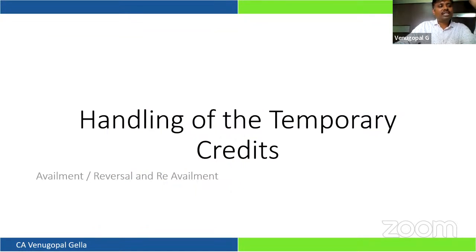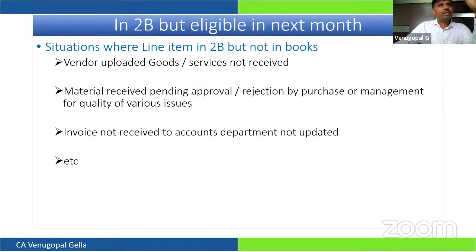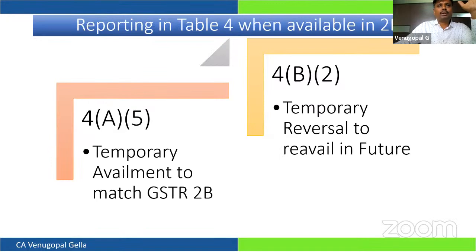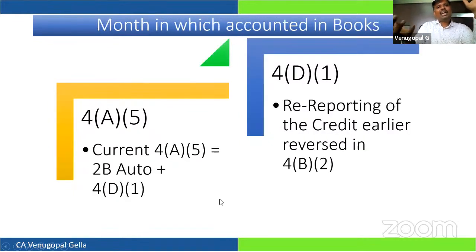There is a recent advisory that has come. You have to verify the quantum of availing reversal credit. Reasons could be many, that I am not availing in this month, I will avail at a later point in time. So how do I report it? Availing for 4A5, reversal I'll do in 4B2. And the month in which I have received the goods, I will again report in 4A5, which means I'm doing a double time reporting under 4A5. To offset that, I will avoid a notice coming under 4A5. I have to report that value in 4D1, which is the re-reporting of the credits.